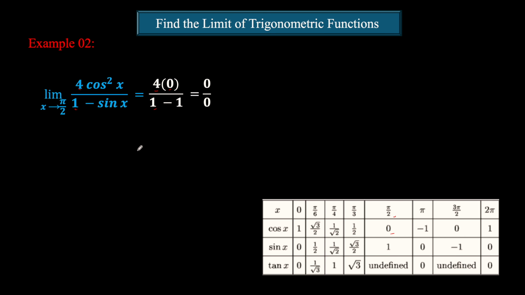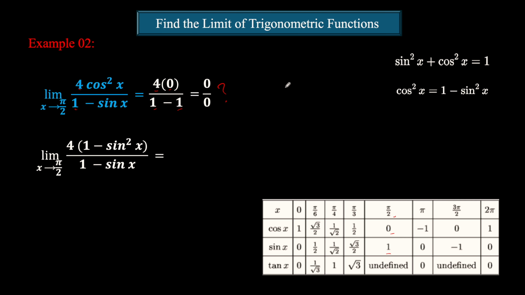So it is 0 here. Then sine of π over 2 is 1, so we have 1 here. Finally, this leads to the division 0 divided by 0, and this is an indeterminate quantity, we have to avoid it, right? So we'll take advantage of the Pythagorean identity.